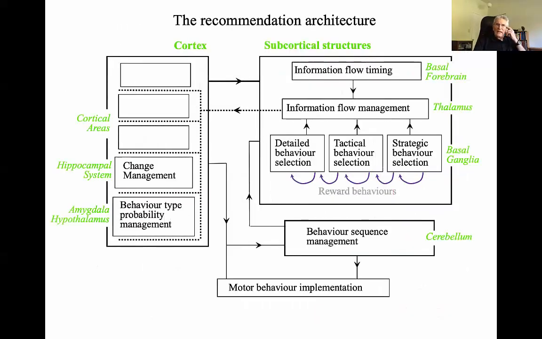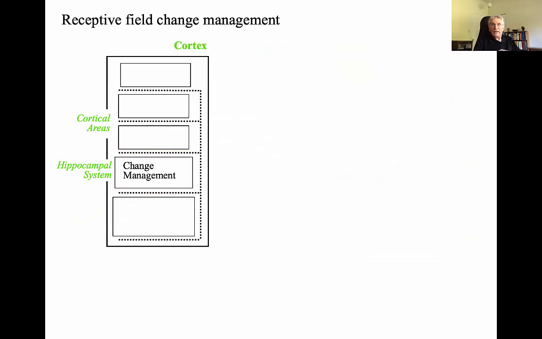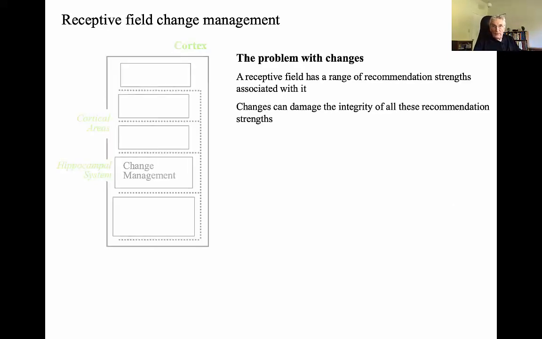So if I go back to the high-level architecture for a moment, I want to go into the receptive field change management function in a bit more detail. Now, as I mentioned, that's the role of the hippocampal system. And going back, repeating something I mentioned a little earlier, receptive fields are defined through experience, and so they constantly change. And the problem with those changes is that a receptive field has a range of recommendation weights associated with it. And if the field changes, in the future, the field may be detected in new circumstances and might not be detected when it was detected in the past. So the range of recommendation weights it had before the change may no longer be valid.